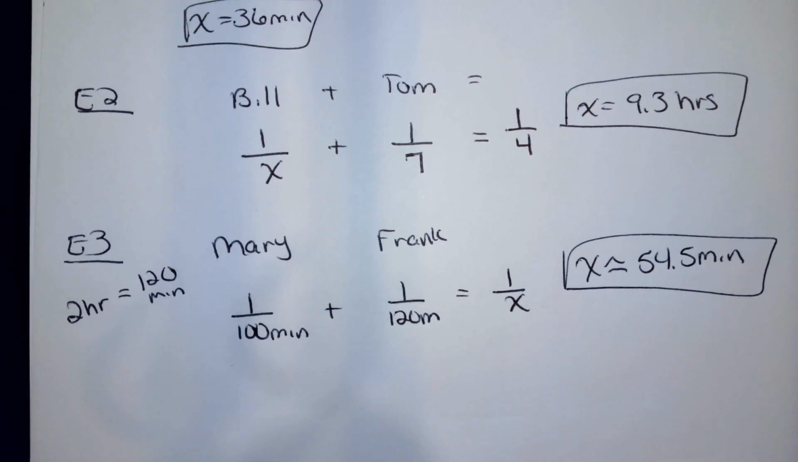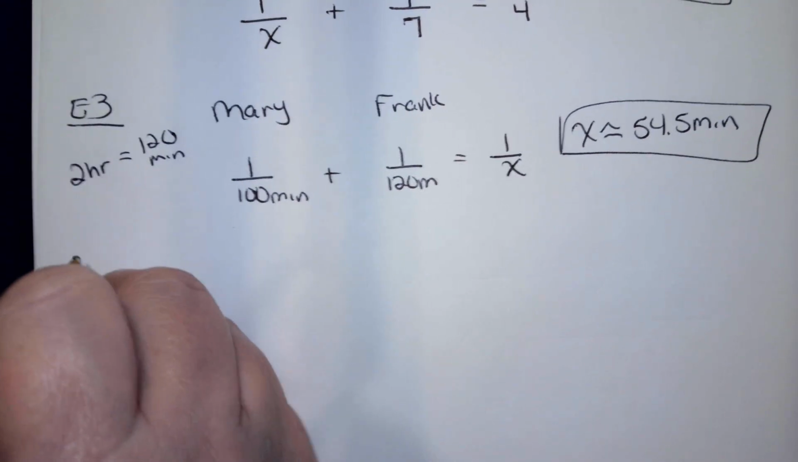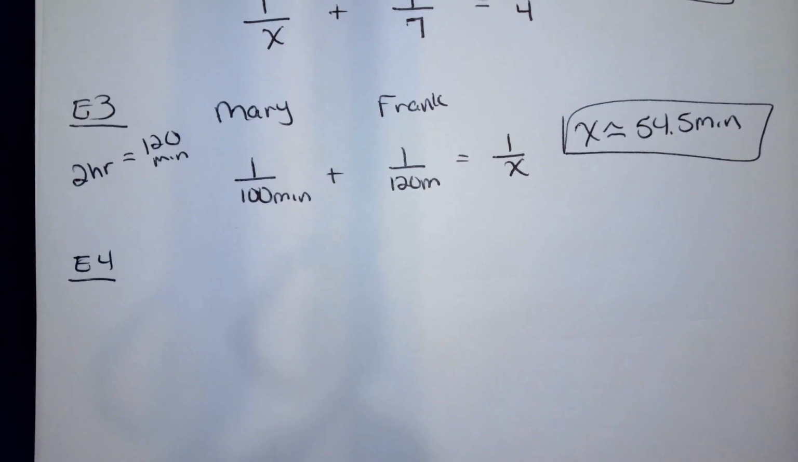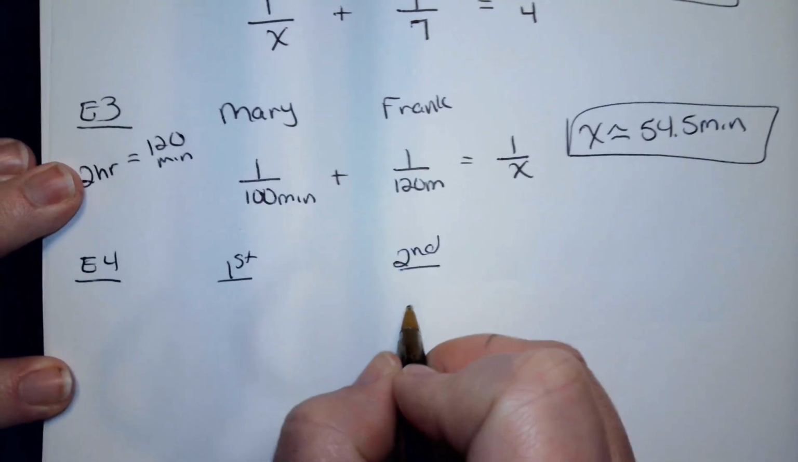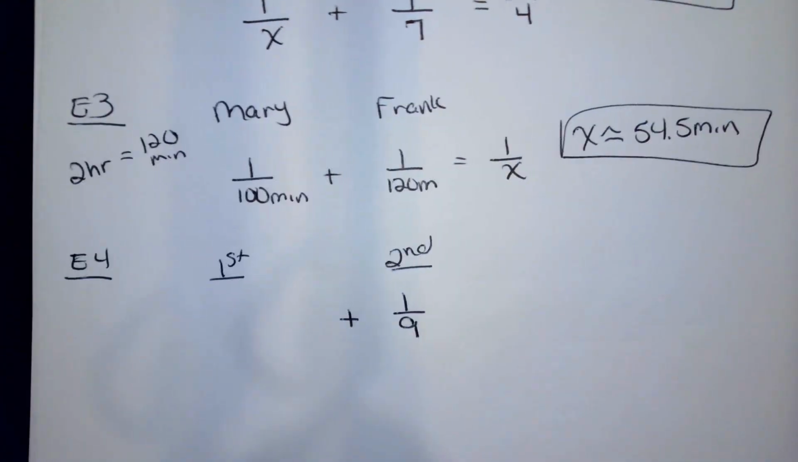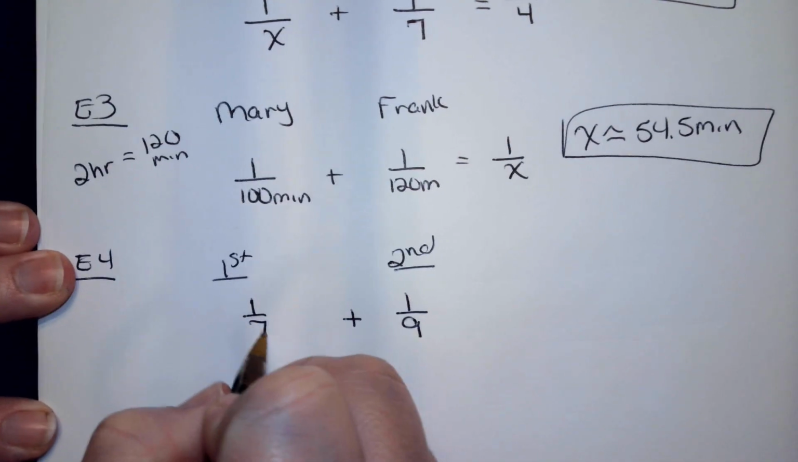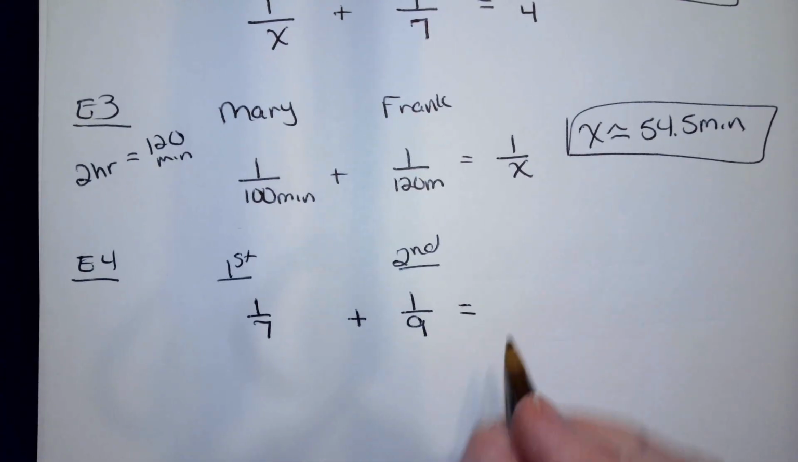All right, on our last example here, example 4. We've got 2 pipes that can be used to fill a swimming pool. When the first pipe is closed, the second pipe can fill the pool in 9 hours. So we've got the first pipe and the second pipe. The second pipe can fill it in 9 hours. When the second pipe is closed, the first pipe can fill it in 7 hours. How long in hours will it take to fill the pool if both pipes are open? So that's that 1 over x.